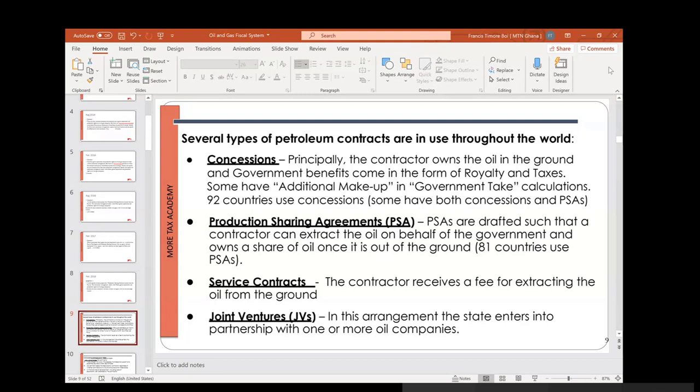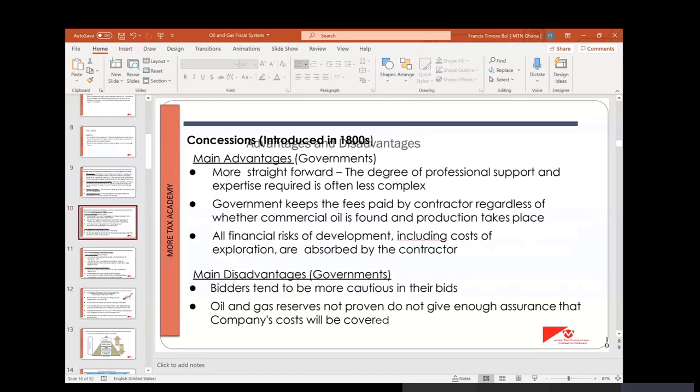Then we have a joint venture. Again, here you are likely to see Ghana in there. Because in Ghana, we have set up the GNPC, which is a company. And GNPC can enter into a joint venture arrangement with another company. And you know, in Ghana, we don't do it directly. We do it through GNPC. So we can also have a joint venture existing. So in the next exams, we can ask you to comment on any of these ones. Please, is that okay? Yes, sir.